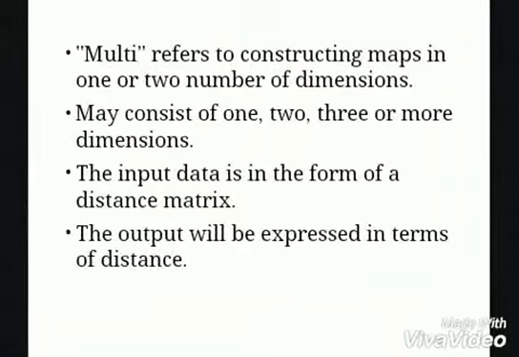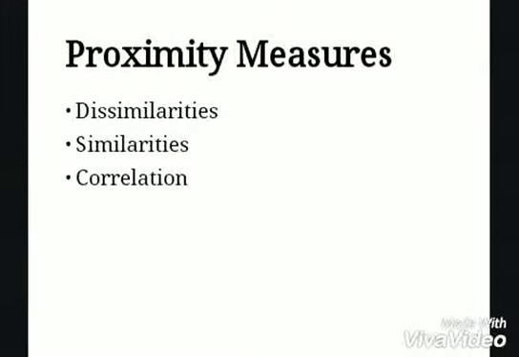The input data for MDS is in the form of a distance matrix. Thus, a similarity matrix may need to be converted to a distance matrix. Proximity measures quantify how close two objects are. The program accepts three forms of proximity values: dissimilarities, similarities, and correlation.